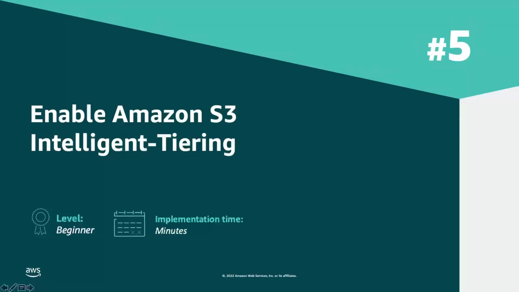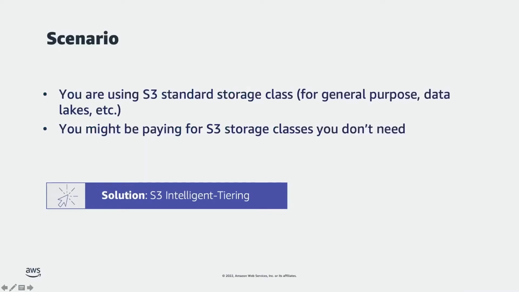Number 5, this is enable Amazon S3 Intelligent-Tiering. So the scenario is, if you're using S3 Standard storage class, either for general purpose, let's say hosting a data lake, for example, you might be paying unnecessarily for S3 storage classes you don't need, okay? If you don't have time to analyze your usage and implement lifecycle policies, you still have the option to use S3 Intelligent-Tiering, which is a storage class designed to optimize costs by automatically moving data between 3 different access tiers based on changing access patterns, right? So it does this for you.